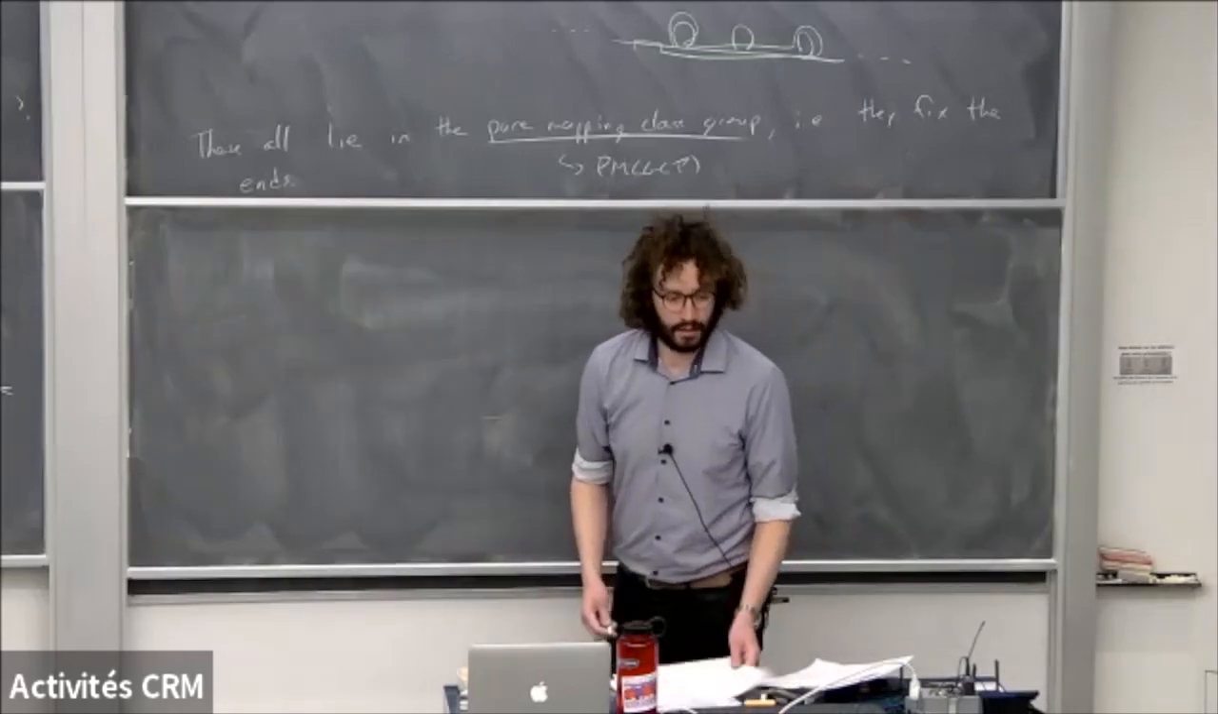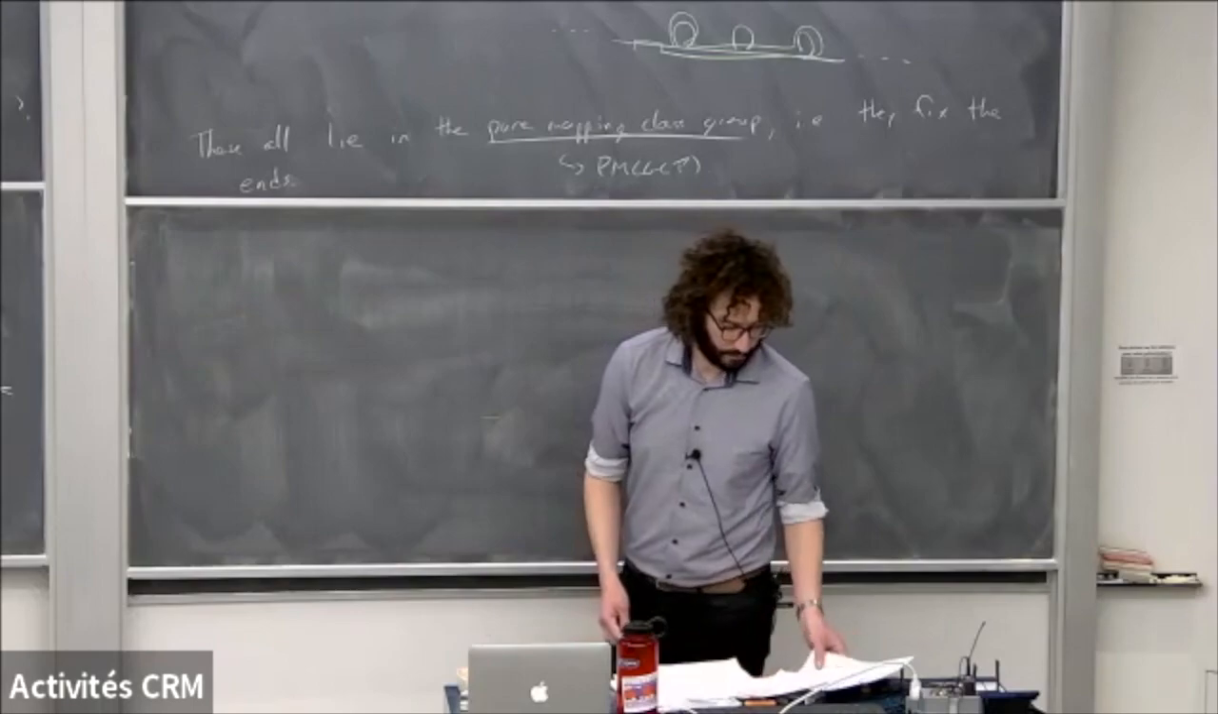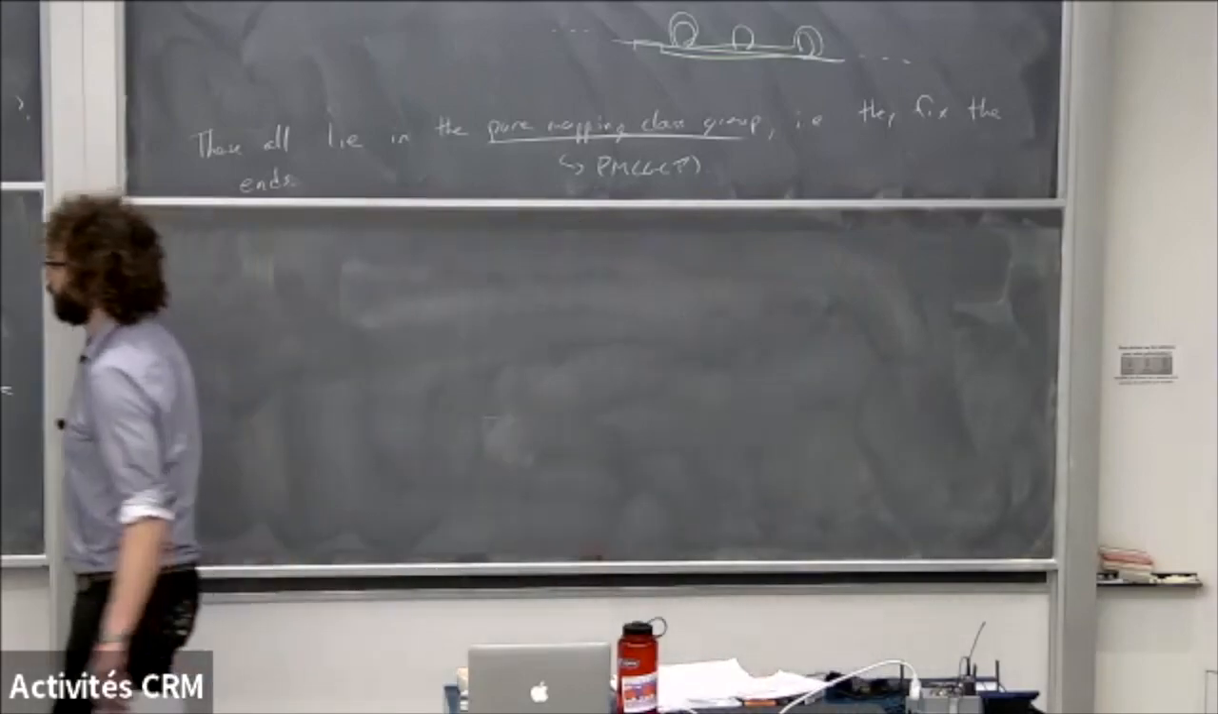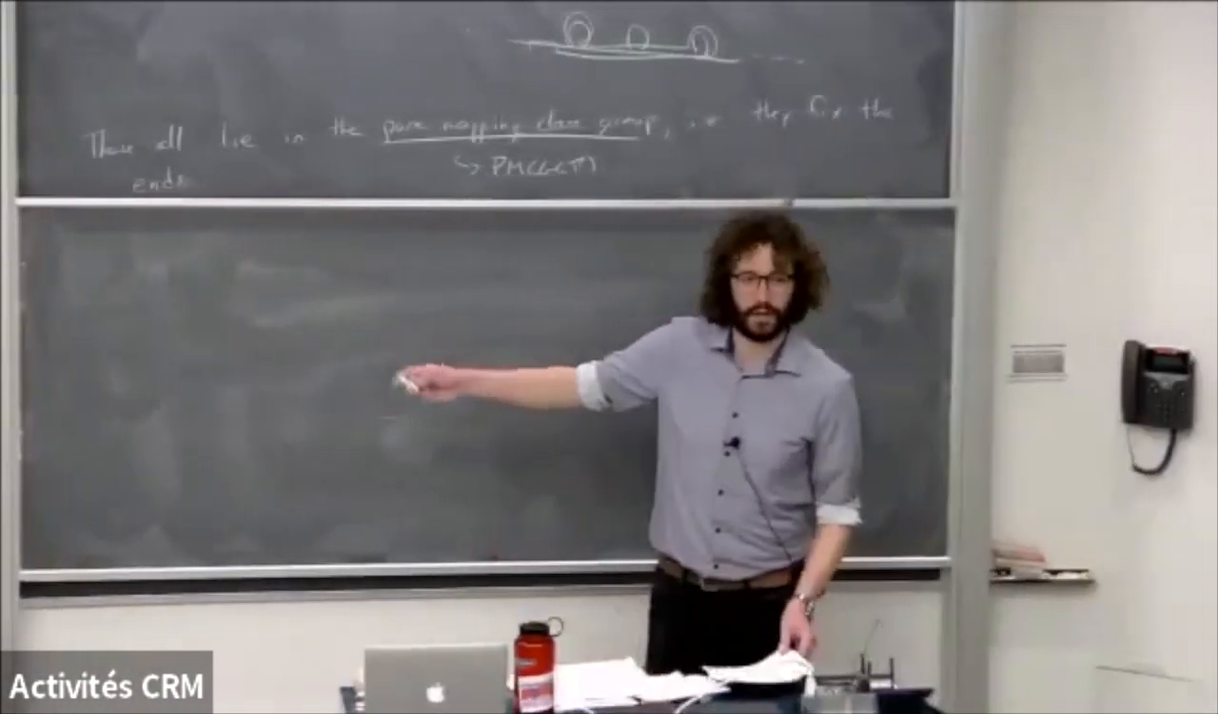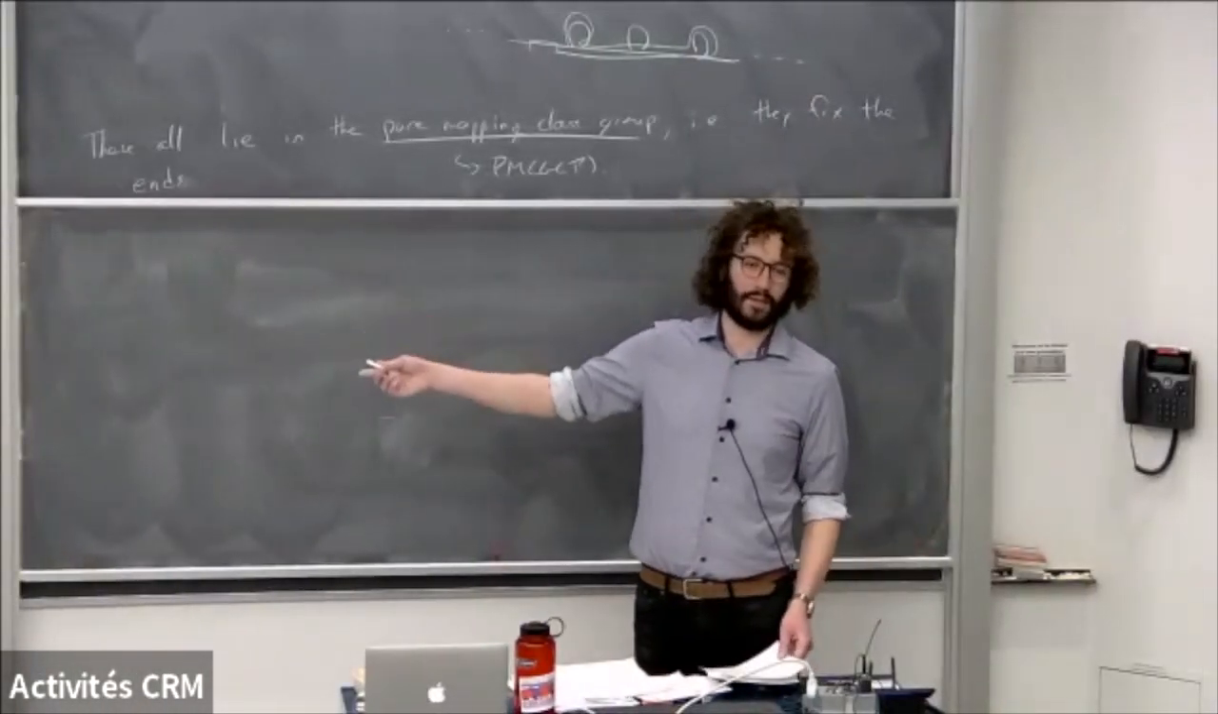Well, if there's no ends that are accumulated by the loops, then you're not infinite rank. Oh, okay. Yeah. I mean, if you have zero rank and you look at the pure mapping class group, you're just trivial.